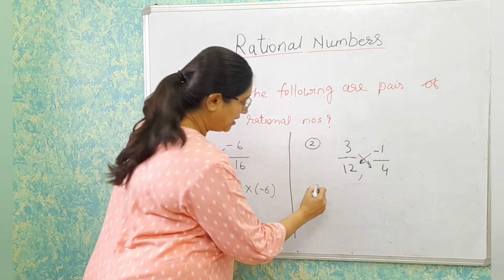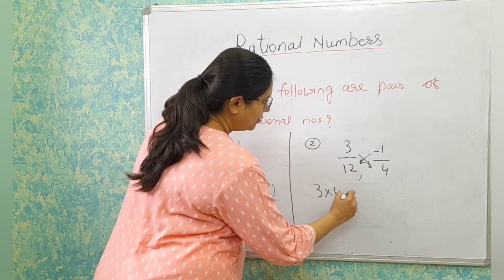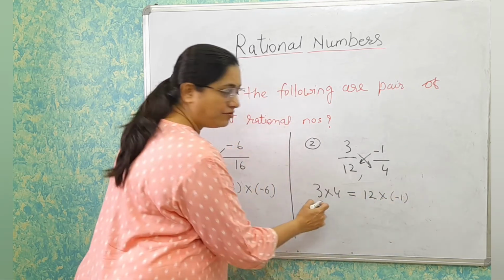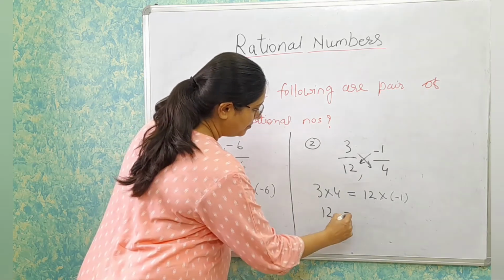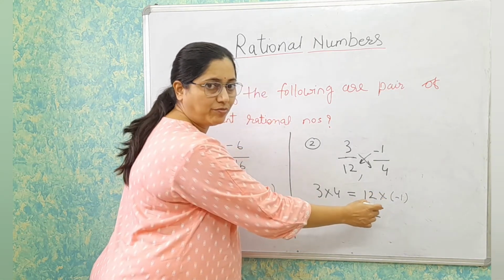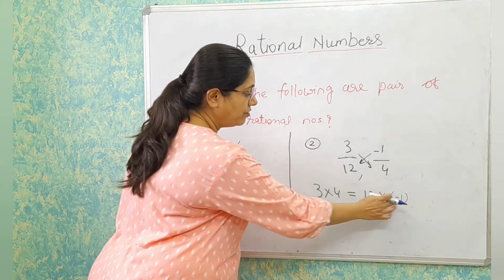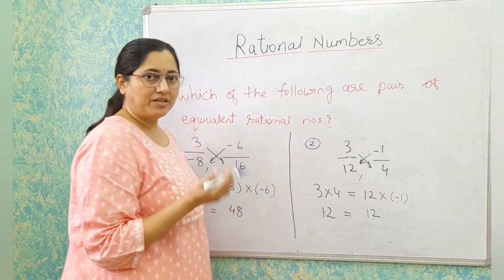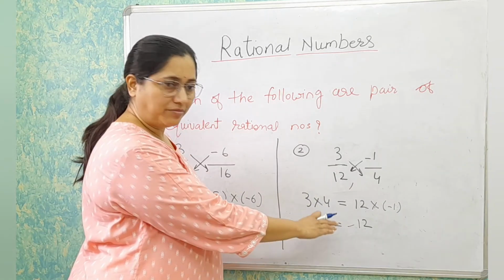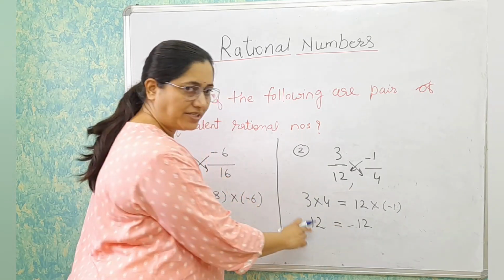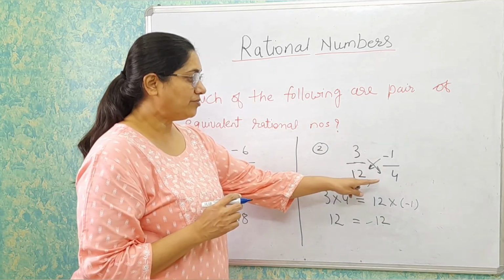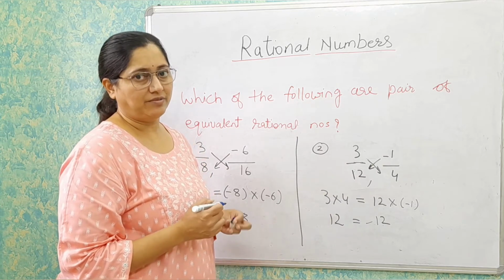So first I will multiply 3 with 4, equal sign, then 12 with minus 1. 3 4s are 12, equal 12 1s are 12. But this time the sign would be minus because 12 is positive and 1 is negative. And multiplication of a positive and negative integer is always negative. Both the numbers are same, 12, 12, but signs are different. So we can say that 3 upon 12 and minus 1 upon 4 are not equivalent rational numbers.